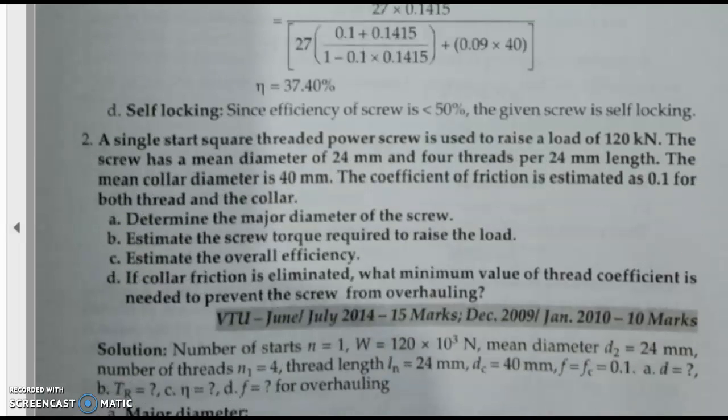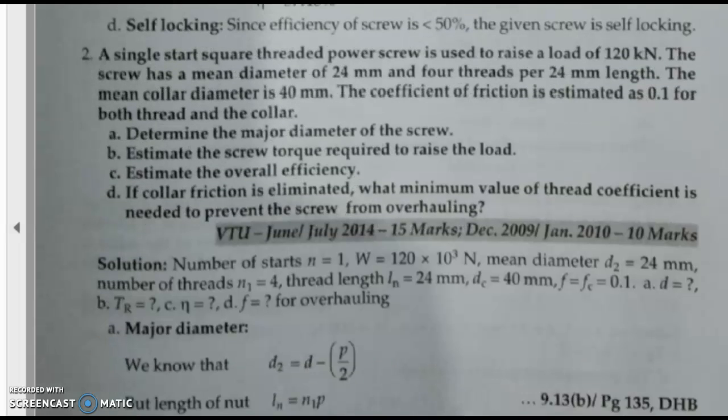So these are the given data. Number of starts, n is equal to 1. Load W is equal to 120 into 10 raised to 3 Newton. Mean diameter D2 is equal to 24 mm. Then the number of threads is also given, N1 is equal to 4. Thread length Ln is equal to 24 mm. Then DC is equal to 40 mm. We can write the coefficient of friction of collar and screw is equal to 0.1.